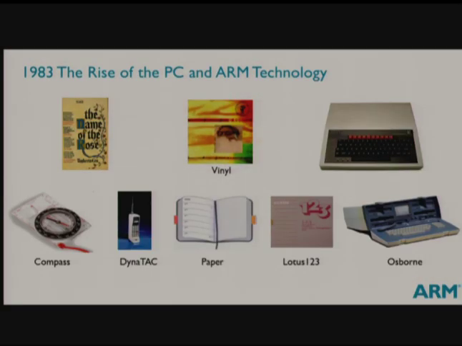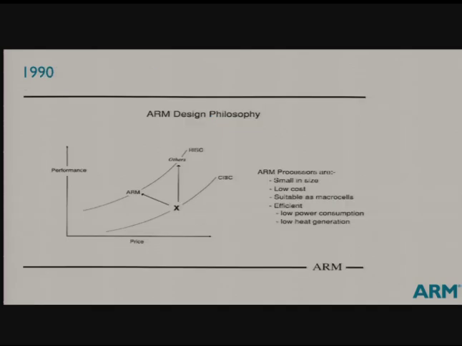So I'd like to go back to 1983, which is when I started work on the first ARM processor project. And of course, in those days, I was reading books, buying vinyl, and there are people both old enough and young enough to know what vinyl is. And computing was all about home computers in those days for me. And in the business world, it was still a lot of compasses, paper. If you were a banker, maybe you had the world's first mobile phone, but I don't think anybody here probably did. Lotus 123 got launched, and the infamous Osborne.